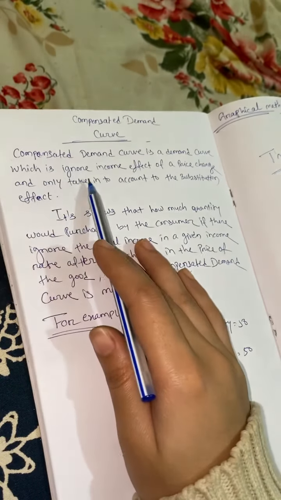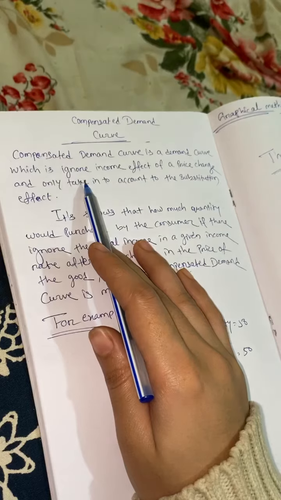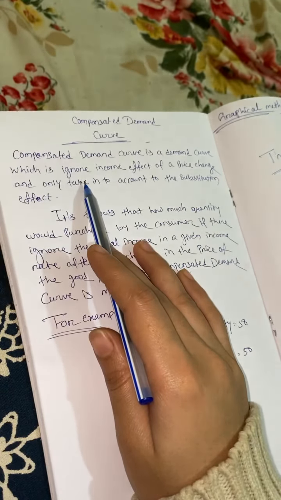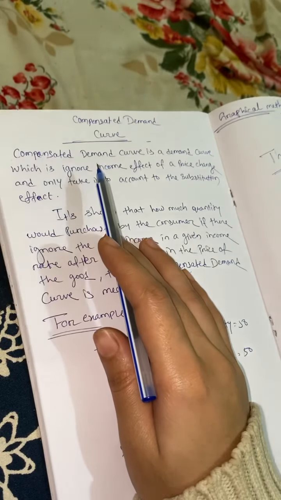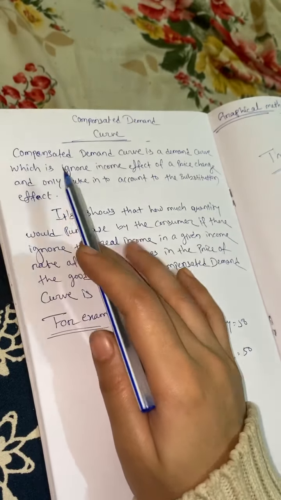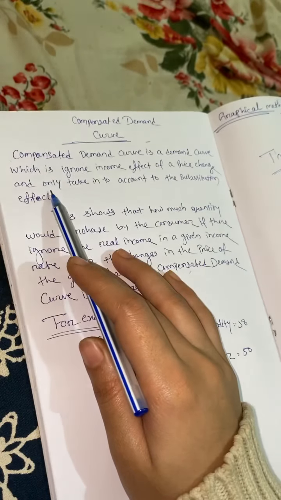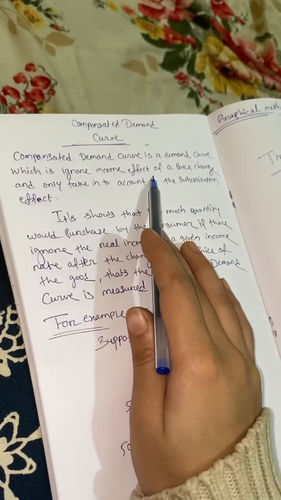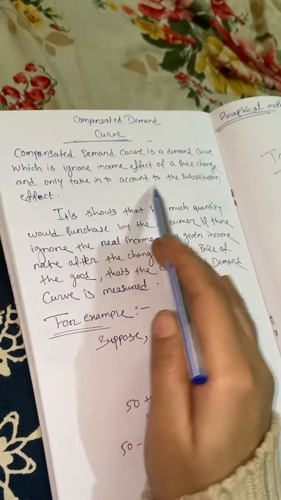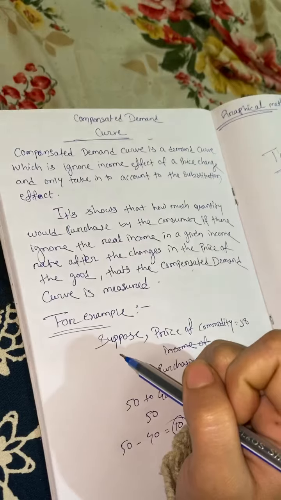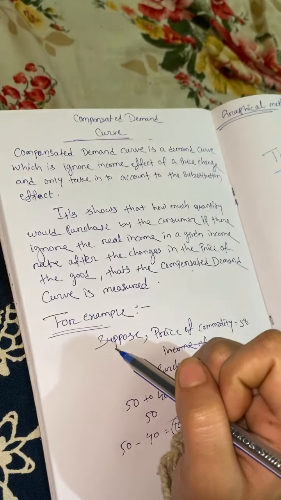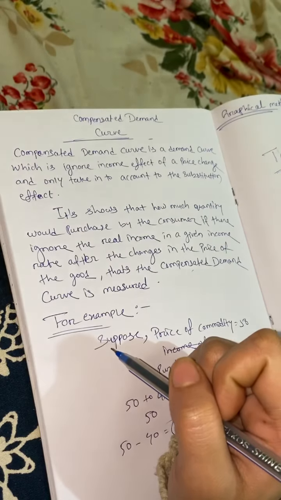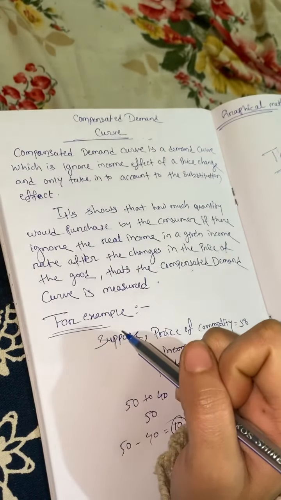The compensated demand curve is a demand curve which ignores the income effect and takes into account the substitution effect. And as we all know, the income effect and the substitution effect are both components of the price effect. That's why the compensated demand curve totally ignores the income effect and takes into account only the substitution effect. And this is the first point.